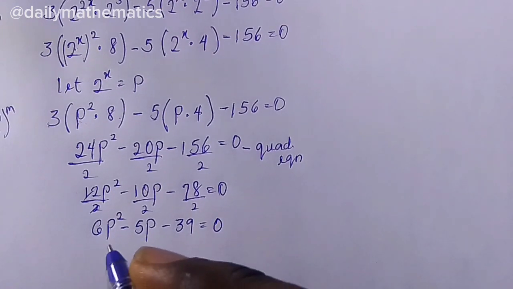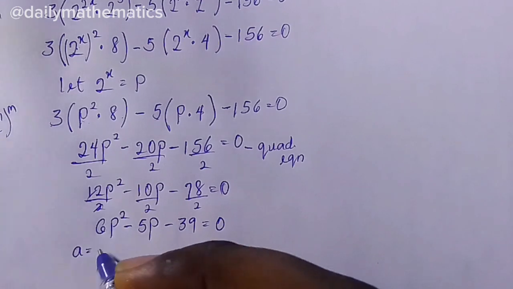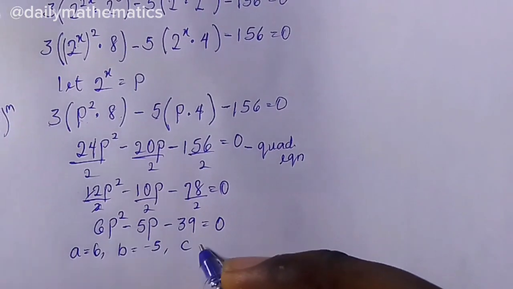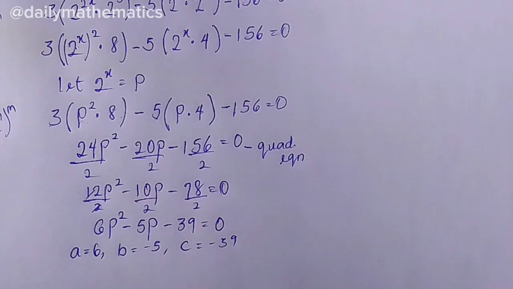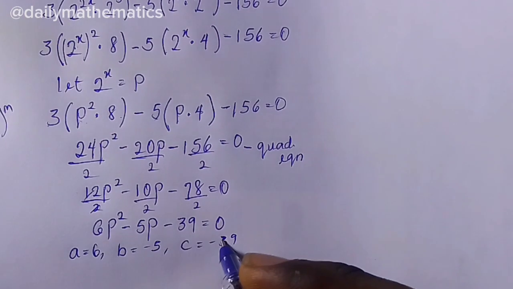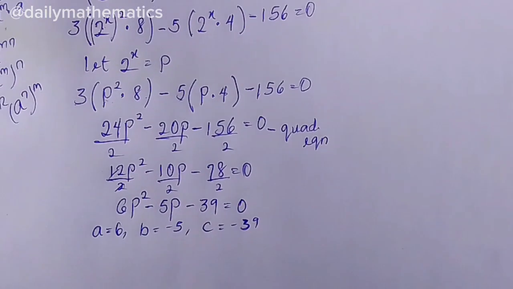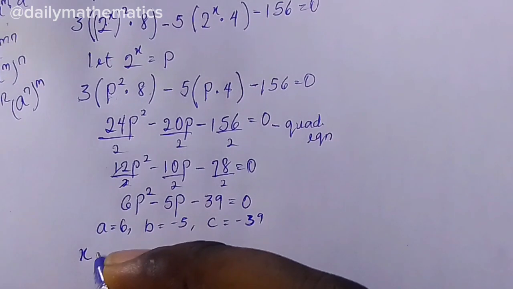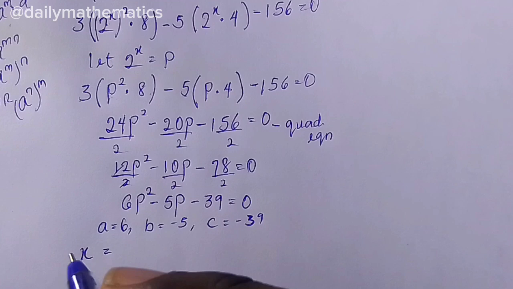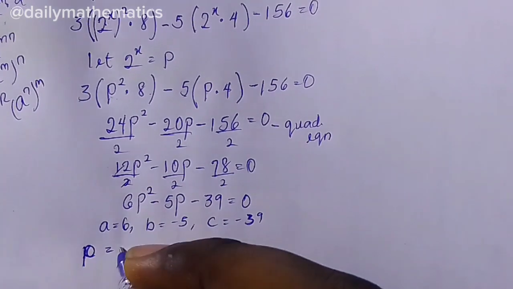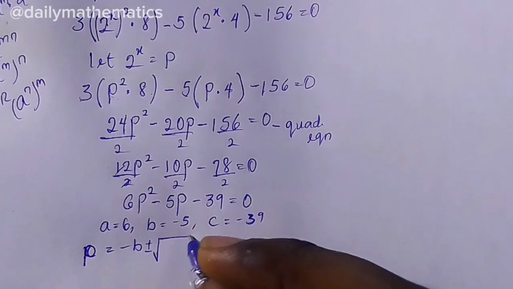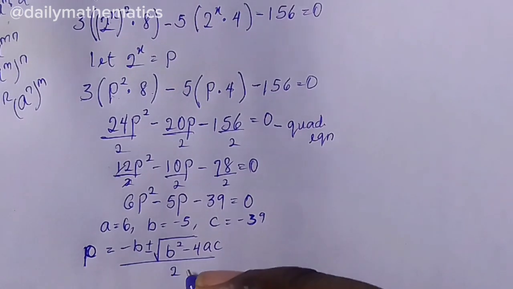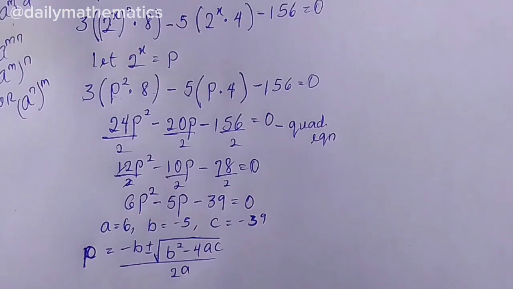So from here we can see a is 6, b is minus 5, and c is minus 39. So we use the quadratic equation formula, x equals, it's just that in this situation it's going to be p equals minus b plus or minus square root b squared minus 4ac over 2a. Right, so we're going to use the formula.